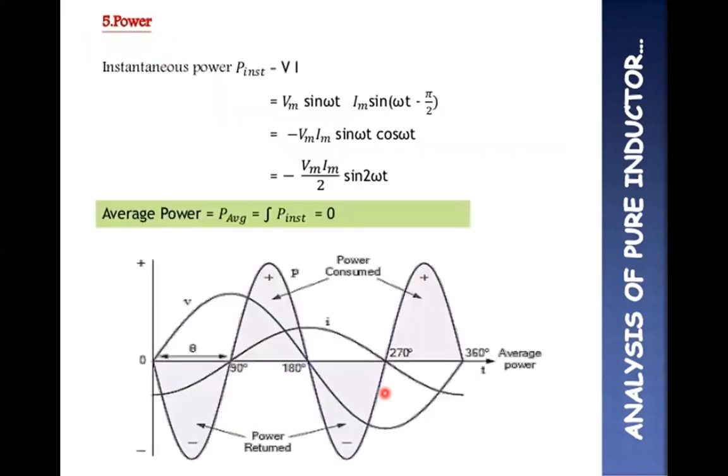And what is power? Power is equal to V into I. Substituting V as V max sin omega t and I as I max sin omega t minus pi by 2, if you solve this, you get minus V max I max by 2 into sin 2 omega t. The average power is the integration of instantaneous power, and this comes out as 0. So what is the power consumed? You can see from here: this is the V value, this is the I representation, and this is the power.